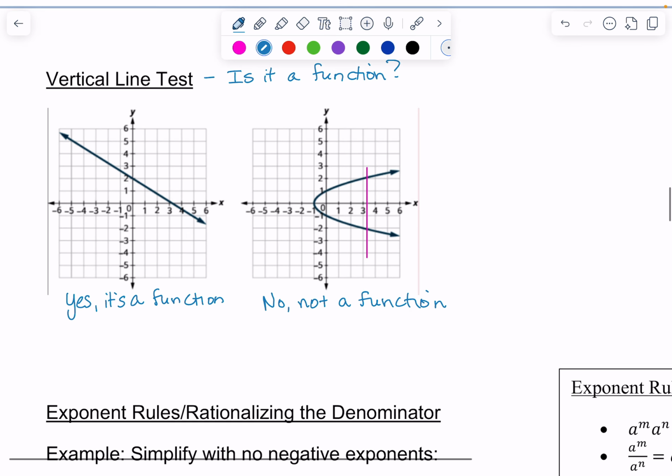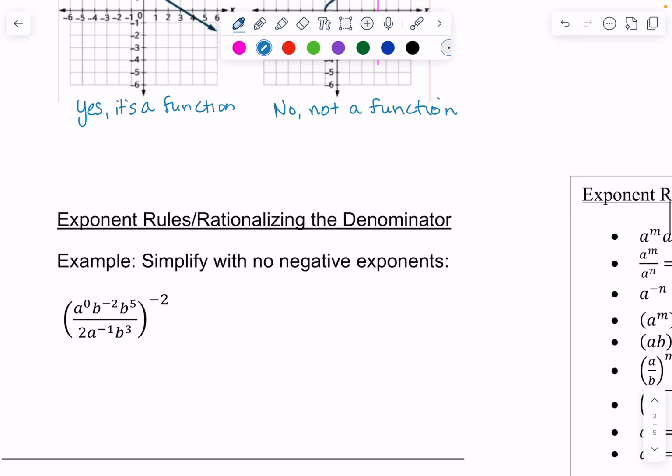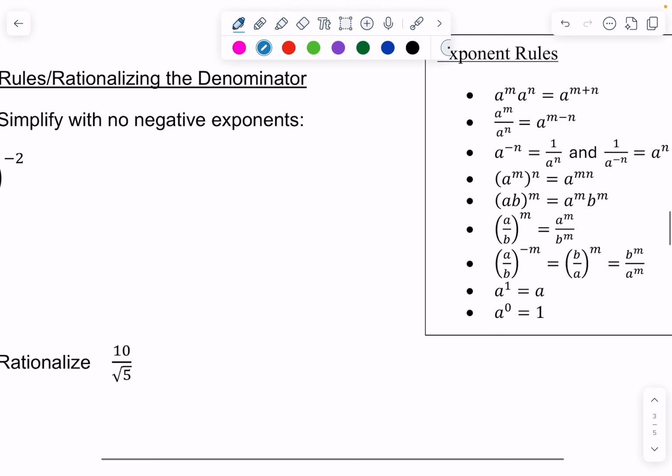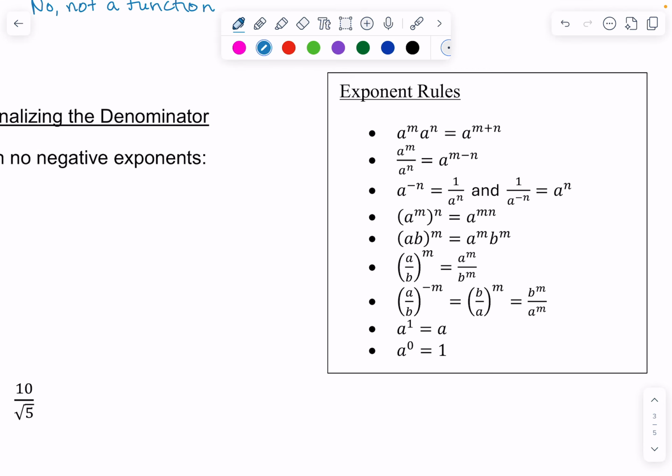So hopefully you remember the functions in that. Exponent rules and rationalizing the denominator. So over here we have a few exponent rules. Remember, if I have a to the m times a to the n, I'm going to add those two exponents. If I have a to the m divided by a to the n, I'm going to subtract them. A to the negative n is equal to 1 over a to the n. And 1 over a to the negative n is equal to a to the n.